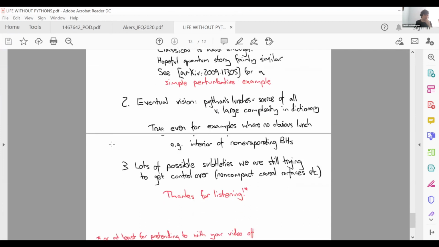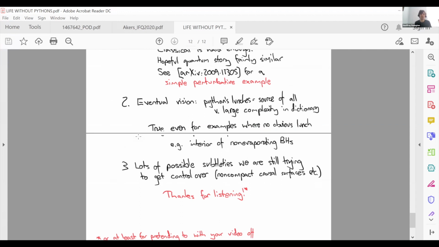So let me also make two more comments. The eventual vision of all of this, I focused on the details of how we actually do an expansion for this talk. But the eventual vision is we want to argue that Python's lunches are the source of all the very large, in particular, all the exponentially large complexity in the holographic dictionary. And we have arguments that I hadn't time to talk about that this is true, even for examples where there's not obviously a Python's lunch.